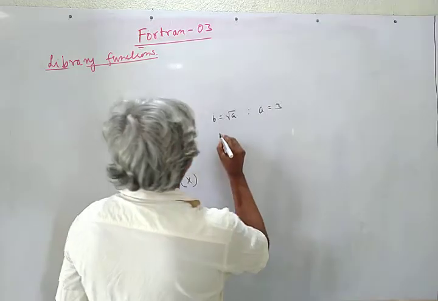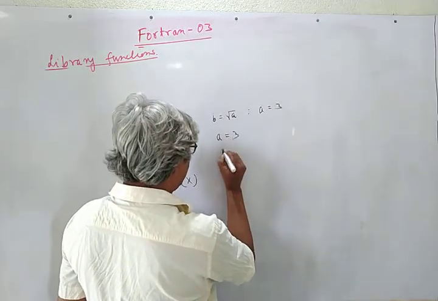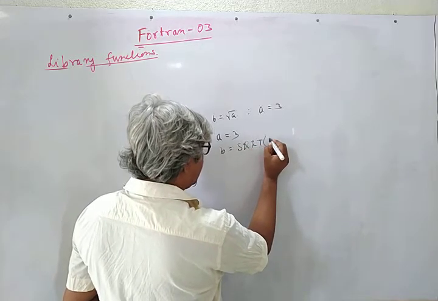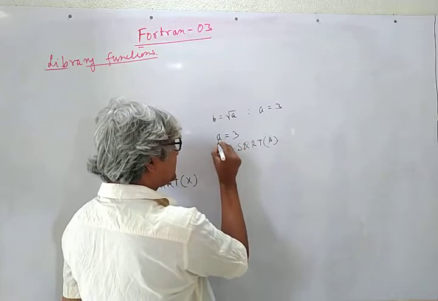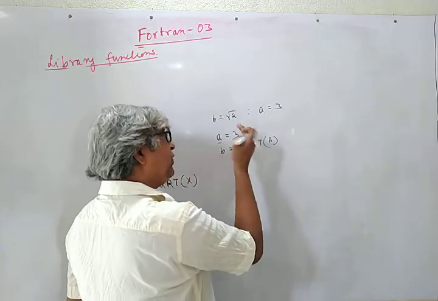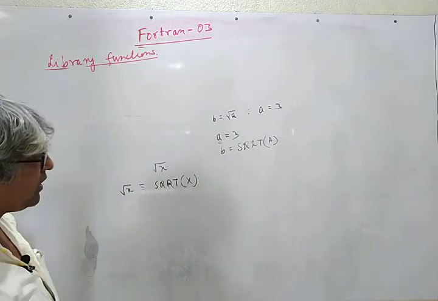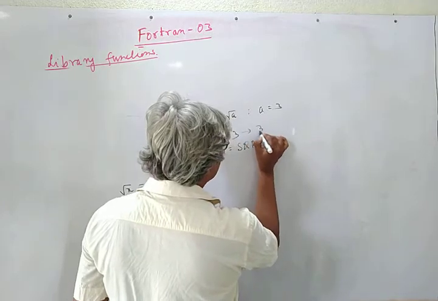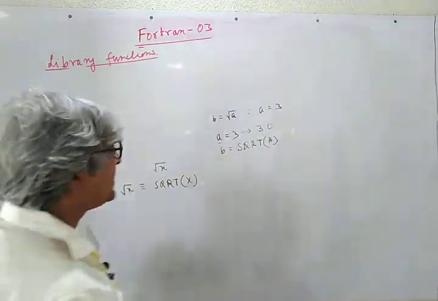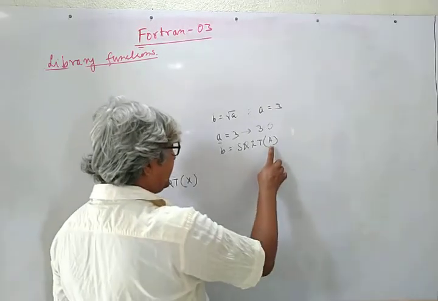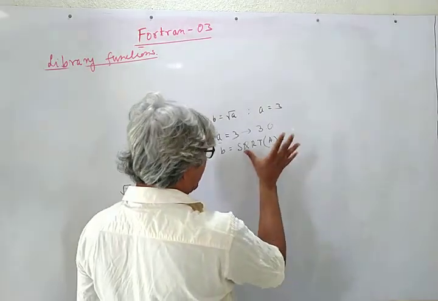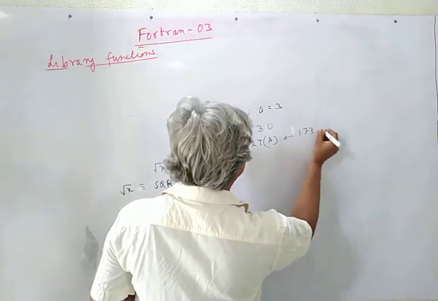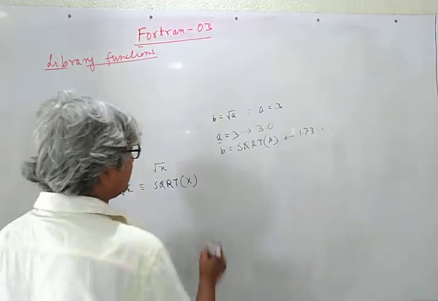Then we may do one thing. We may say a is equal to 3 and then b is equal to square root of a. Since this is a real variable, even if we supply 3 from the keyboard for the value of a, it immediately becomes 3.0 because it is a real variable. Then here comes the square root of 3, that is 1.73. So the value assigned to b is 1.73. This is one way of doing this.